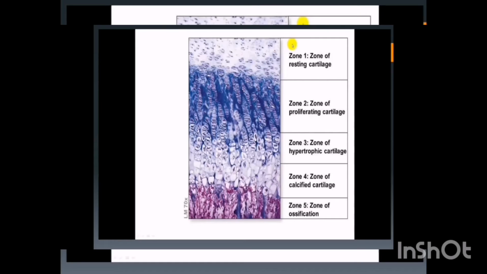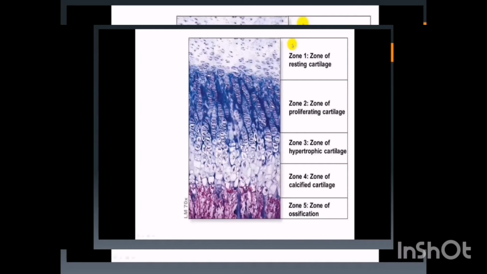So here is the figure of cartilage in the epiphyseal plate. These are the five different zones. Zone one, which is the resting cartilage, is narrower on the epiphysis side. It is composed of small chondrocytes distributed throughout the matrix.